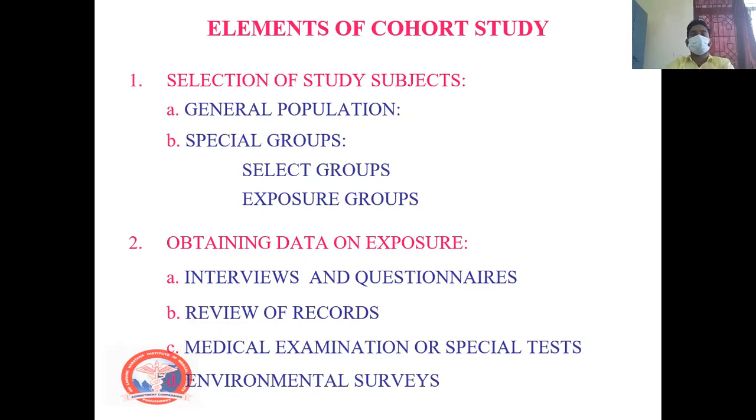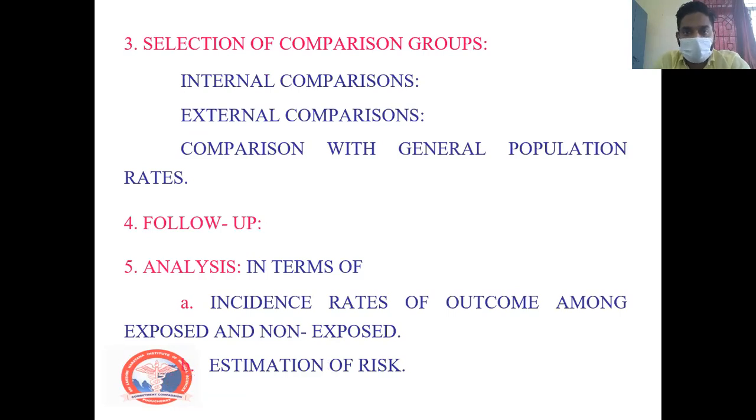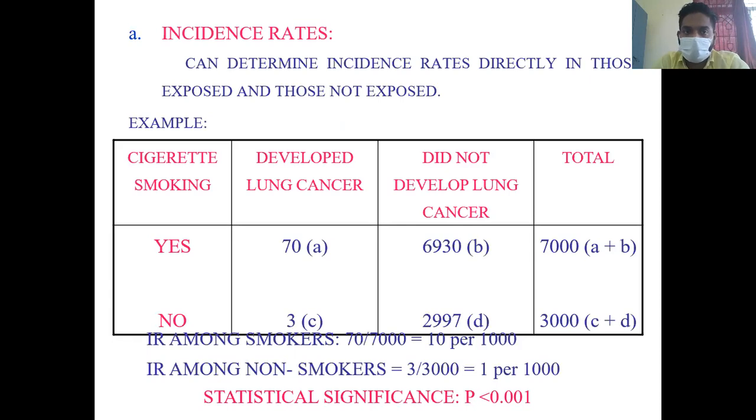Next comes the steps in a cohort study. That means the elements of a cohort study. First one, selection of study subjects. The second, obtaining data on exposure. And third, selection of comparison group. Fourth, follow-up. Fifth, analysis.